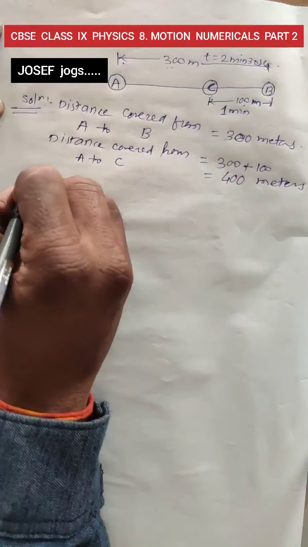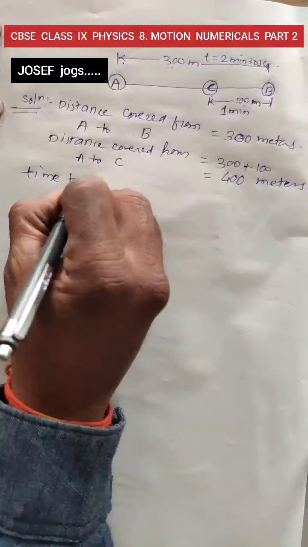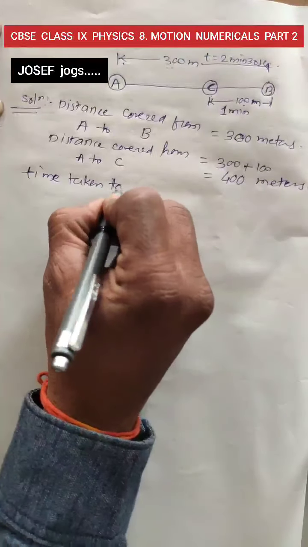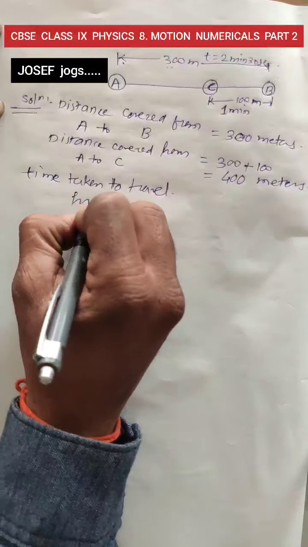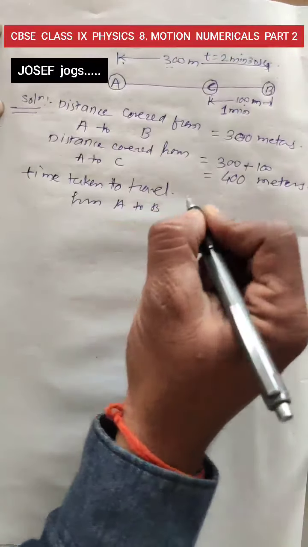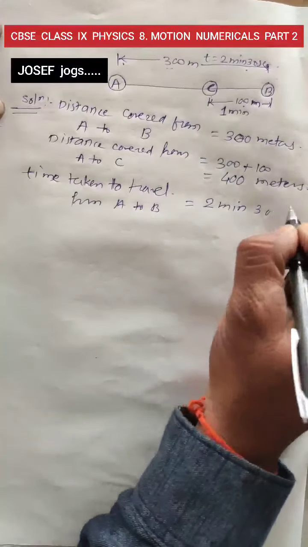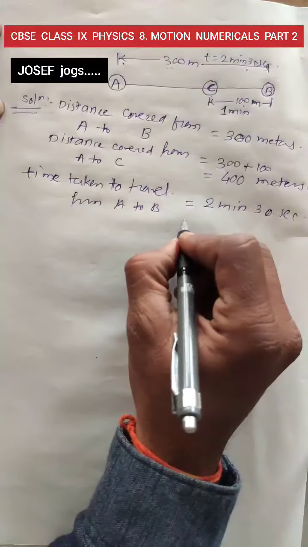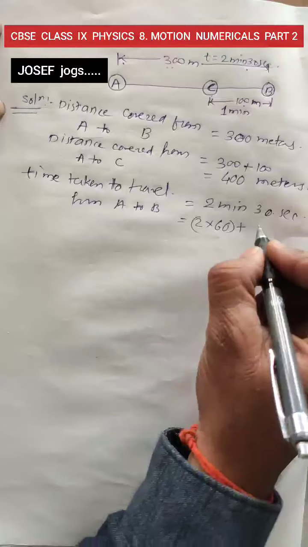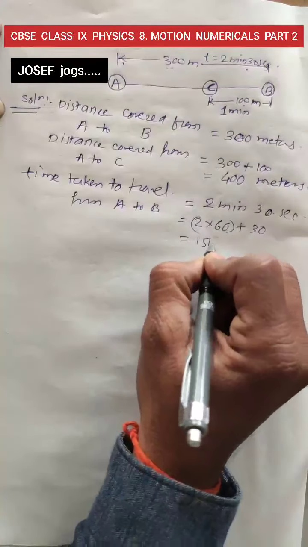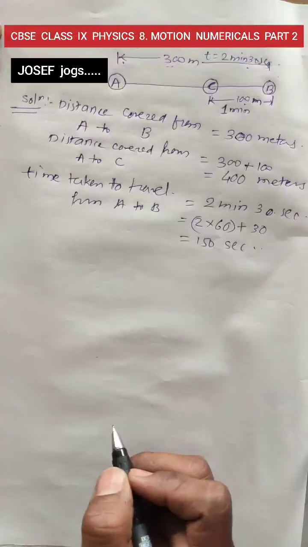And after that, time taken to travel from A to C, sorry, from A to B. So here 2 minutes 30 seconds. So 2 minutes 30 seconds means 2 into 60 plus 30, that is 150 seconds. 2 into 60 is 120, 120 plus 30, 150 seconds.